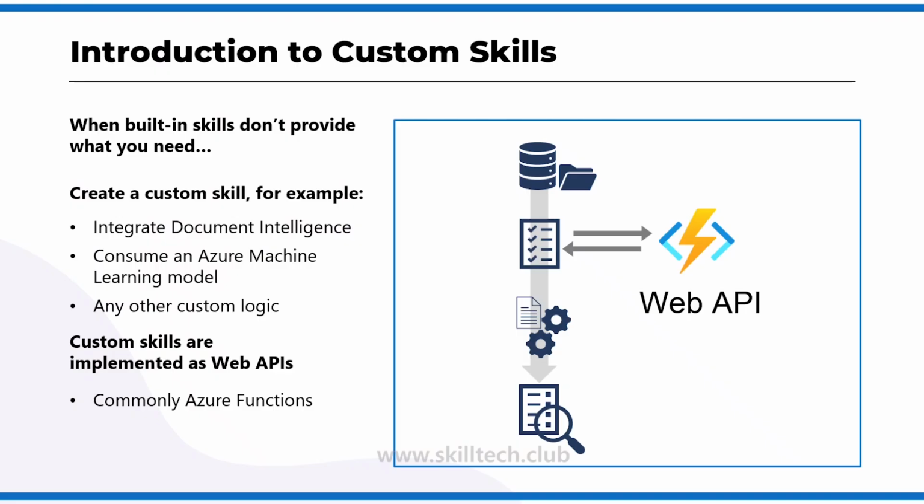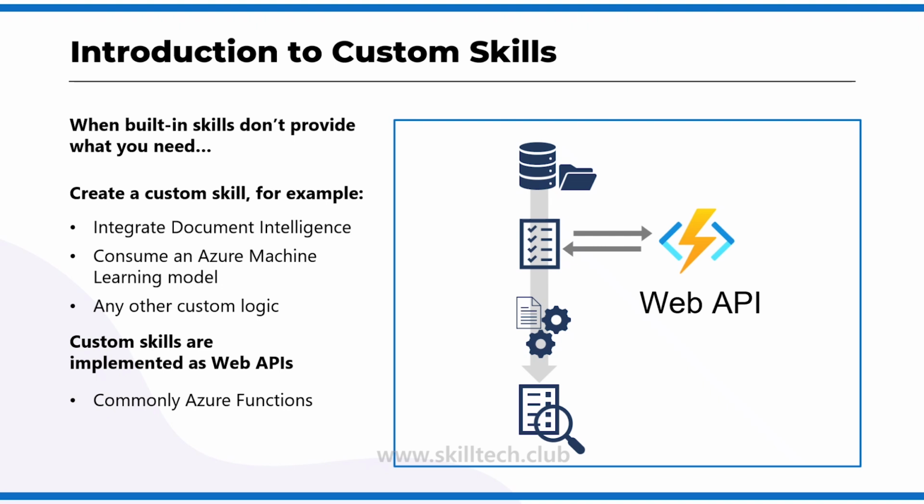Now, when you have built-in skills which don't provide what you need, you can create a custom skill set using multiple services which are available. You can have skills like integrating a Document Intelligence service, or consuming an Azure Machine Learning model, or maybe you just want to provide some simple custom logic which is going to be executed as per the pipeline execution.